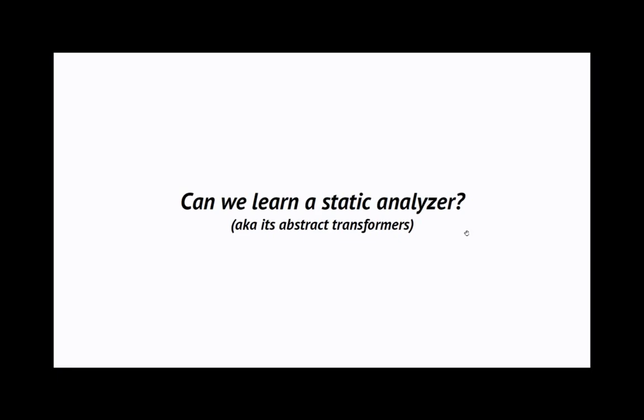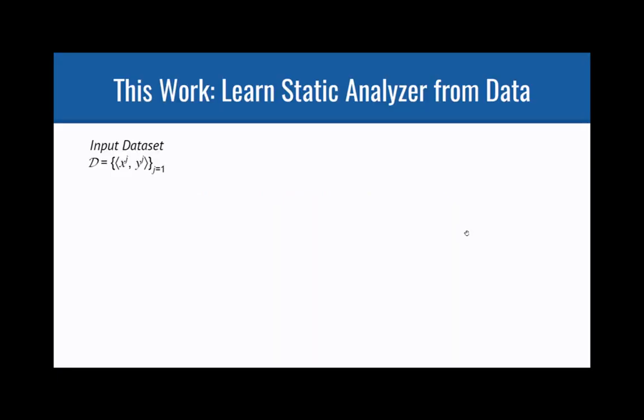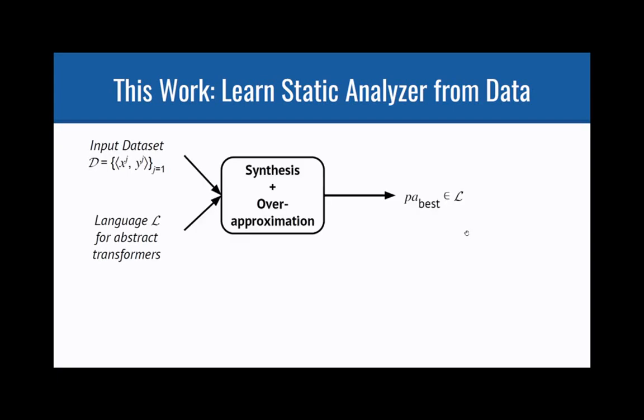So the question we try to answer is, can we help write a static analyzer, either fully or just partially, by trying to learn it from data? And by learning it, I mean trying to learn the abstract transformers. The overall idea is that let's suppose we have a training data set. I'll explain in a while how we can actually get such a data set. Then assume we have a language that can describe the abstract transformers. And then what we would like to do is design a synthesis procedure which can synthesize an analysis in this language, with over-approximation at the right places, such that it satisfies the training data set.